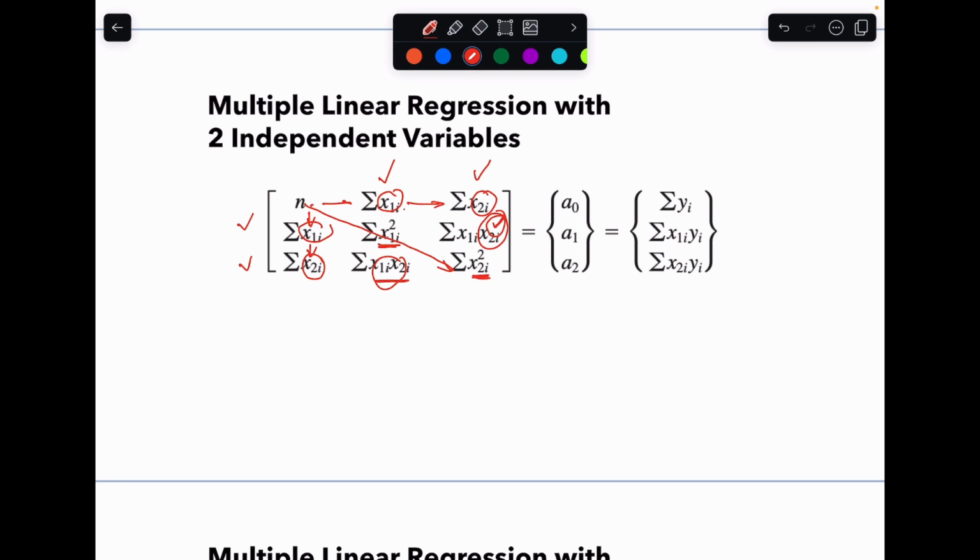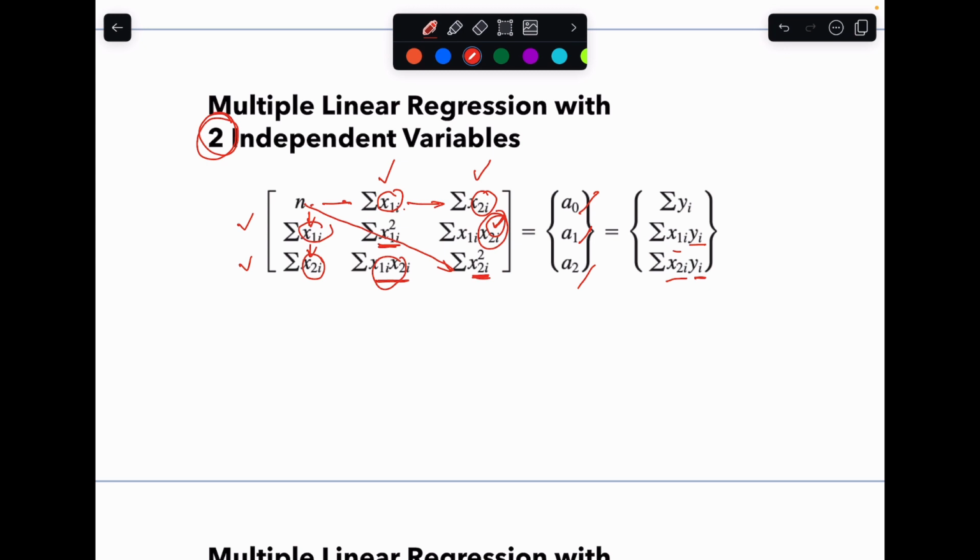In solving for the values of a sub 0, a sub 1, and a sub 2, this one would just be the summation of y sub i. The next is the independent variable x sub 1i multiplied with y sub i, and then the second independent variable multiplied with y sub i. So this is for two independent variables.